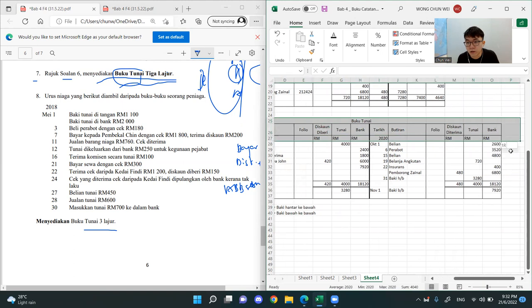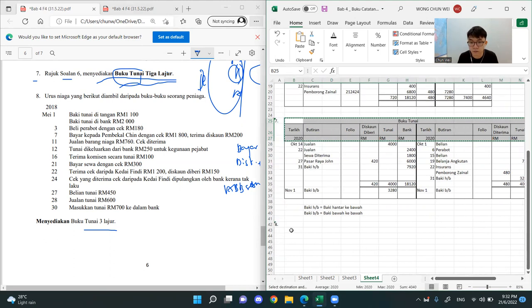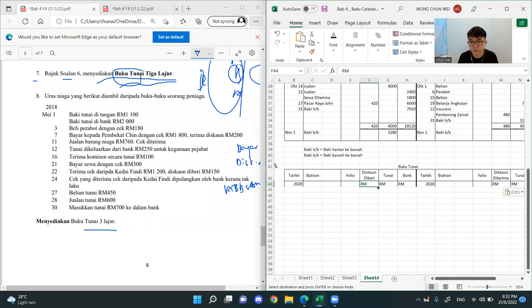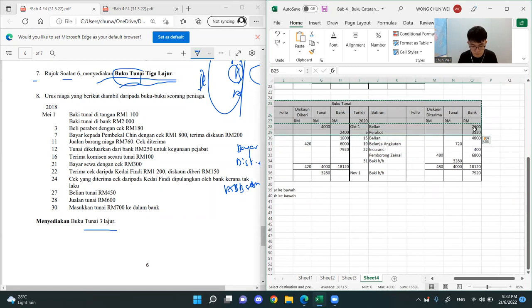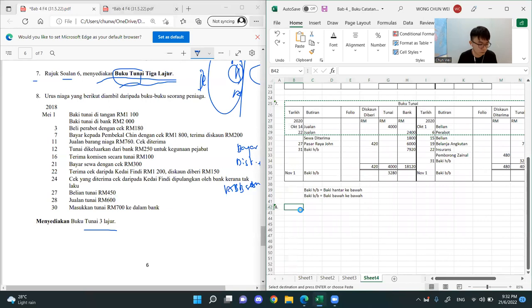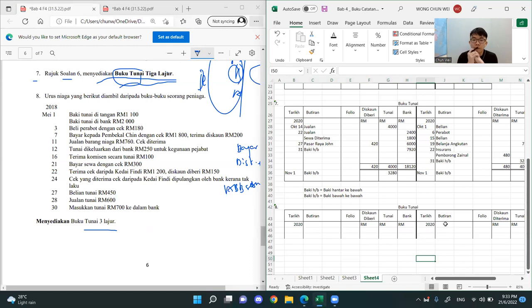So this is the format. I just copy and paste because it's the same thing. Okay, I'll take up to here. Are you guys ready for question 8? Can I continue? If yes, give me 8 in the chat box. So this one we need to do together, so that you can understand the whole Buku Tunai. Okay, if you're ready for 8, give me 8.